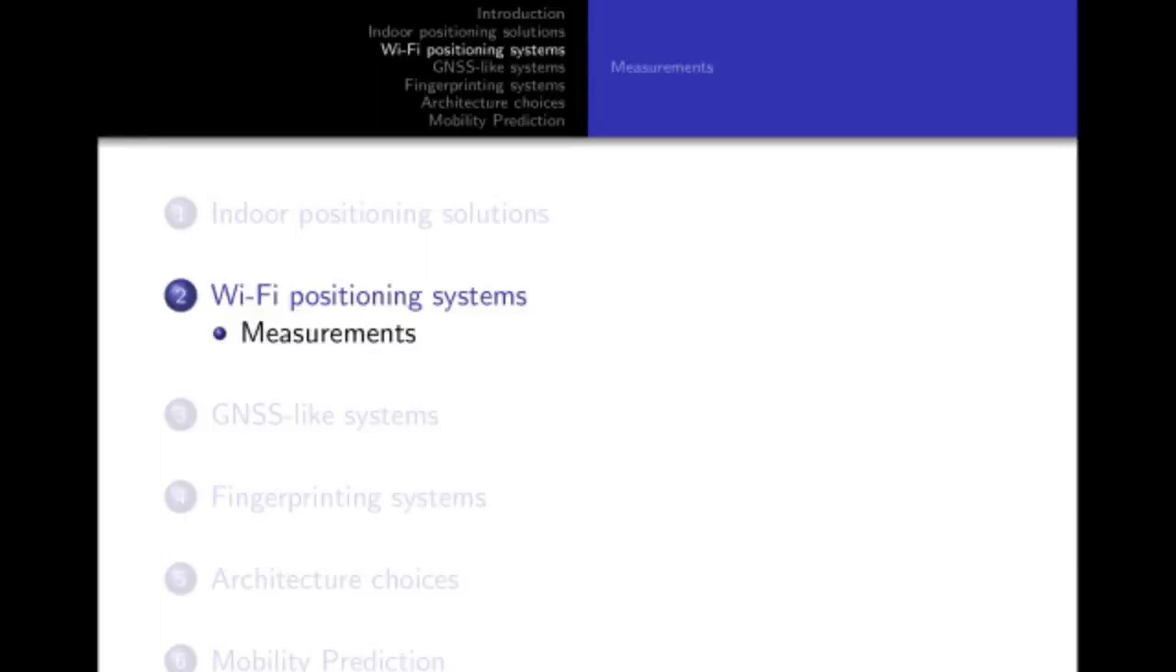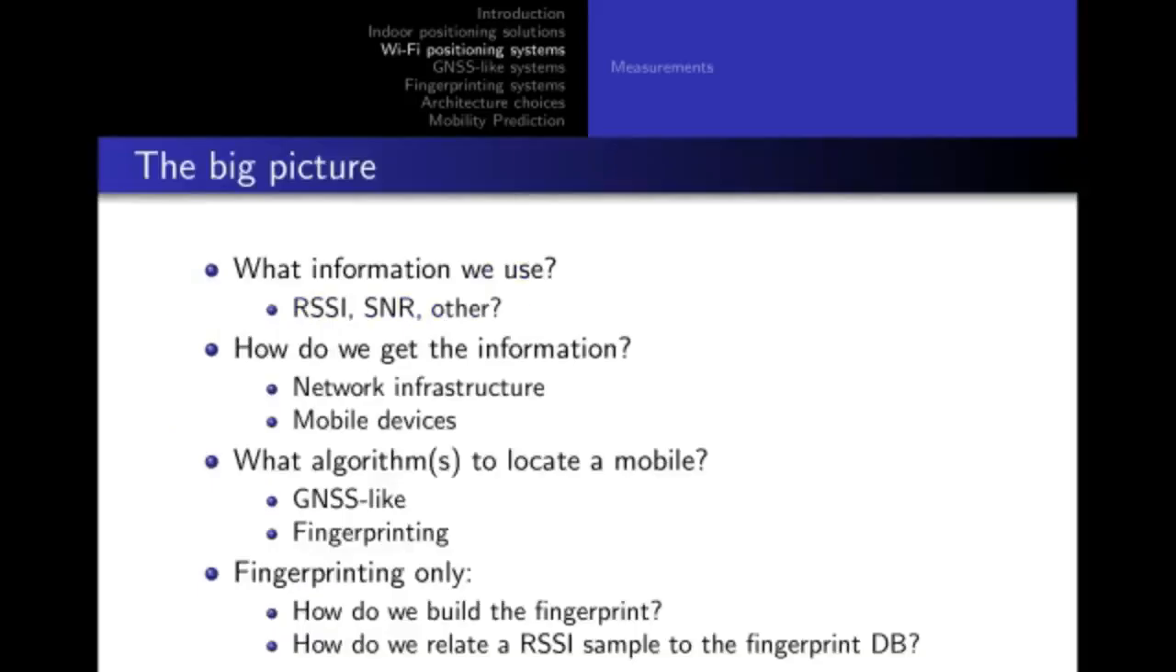So let's start with the measurements in a Wi-Fi positioning system. First, I'd like to remind you of the big picture. In a Wi-Fi positioning system, what information do we use to locate the position? We can use the received signal strength indicator, the signal to noise ratio, or other metrics. Then you have to think about how to get this information. It might be through the network infrastructure, for instance through the access points, or through the mobile devices themselves.